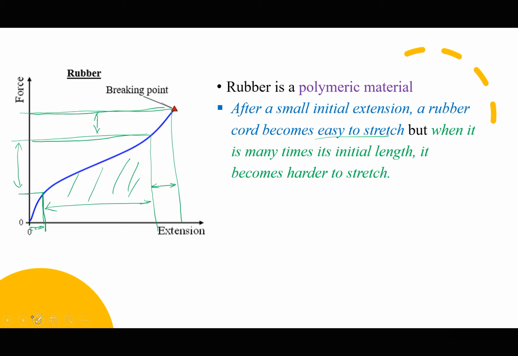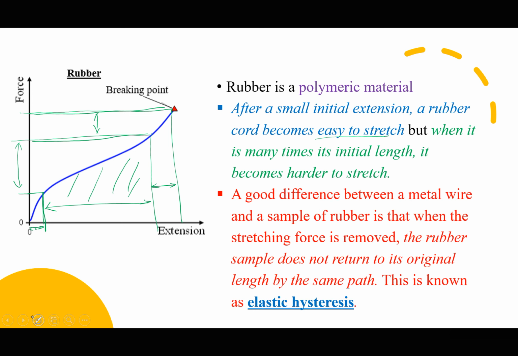So a good difference between a metal wire and a sample of rubber is that when the stretching force is removed, the rubber sample does not return to its original length by the same path. It will not go back to its original length following the same path as a metal wire does, not at all. The rubber will follow a different path to its original length, which will result in the rubber material warming up. So it means rubber returns to its original length but following a different path.